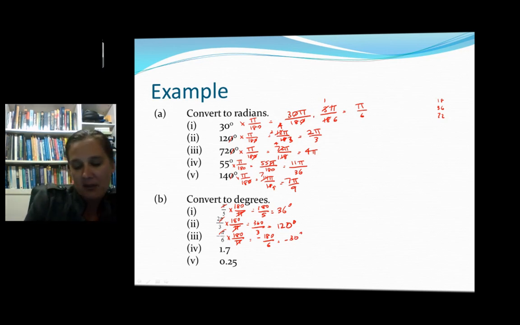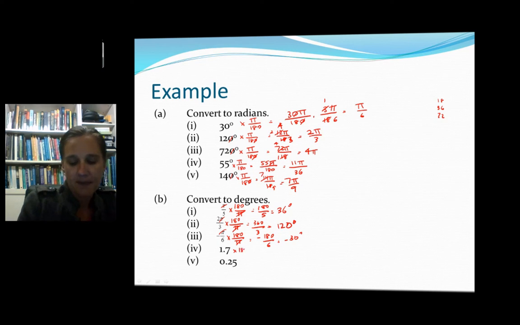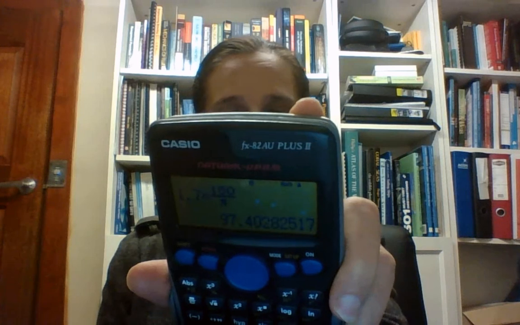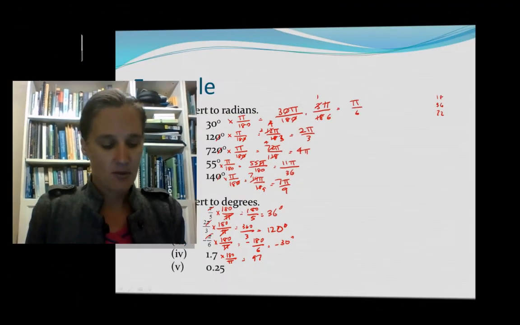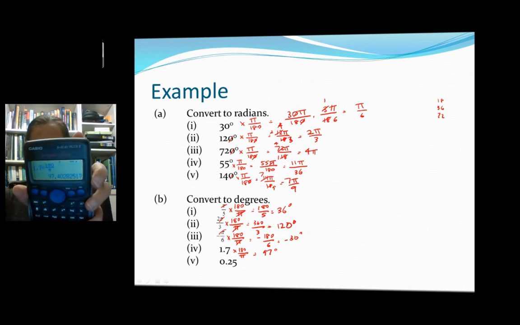Now we come to some more complicated ones. So we have 1.7. We're going to times 1.7 by 180 divided by pi. And this time we can't just cancel the pi's out of the equation, so we get our calculator out. We want to put in 1.7 multiplied by 180 divided by pi. And equals, here I'm getting 97.4. We put that into degrees, so here we get 97 degrees, 24 minutes.